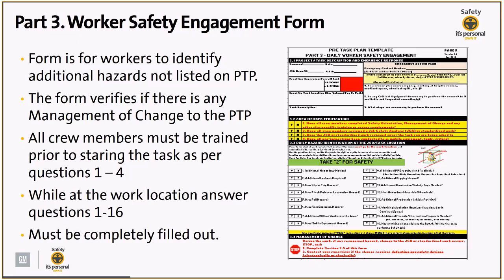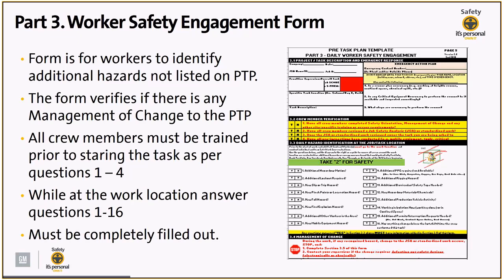The form itself verifies if there is any management change to the pre-task plan. It also reminds all crew members that they must be trained prior to starting work, as stated in questions 1 through 4. And then while they're at the work locations, they're filling out questions 1 through 16 for additional hazards that may be around. So 1 through 16 is typically additional hazards that have nothing to do with the task, right? These are additional hazards that can be found from anywhere based on your location, right?